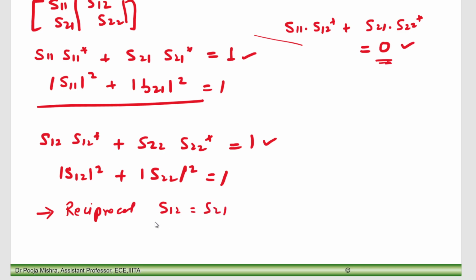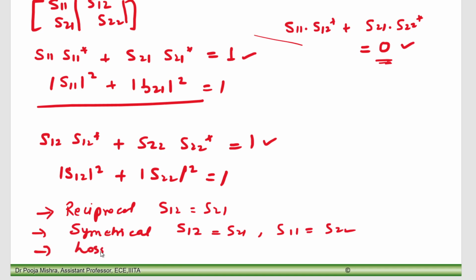S12 is equal to S21. It should be symmetrical. Second property, symmetrical, for it is required that S12 is equal to S21 and S11 is equal to S22, and third condition, lossless. These are the 3 properties of S matrix that we have seen.